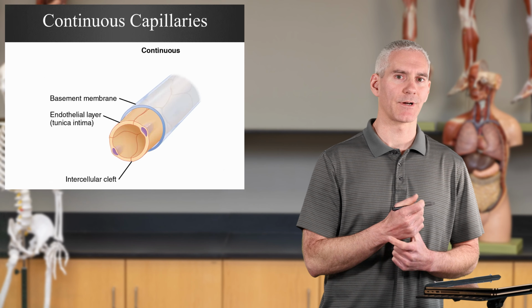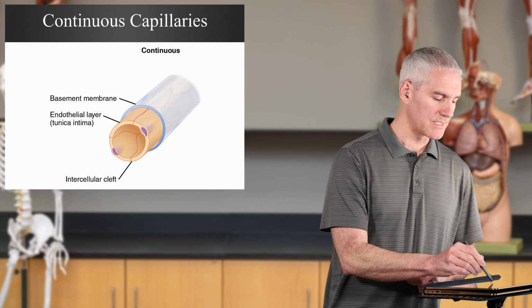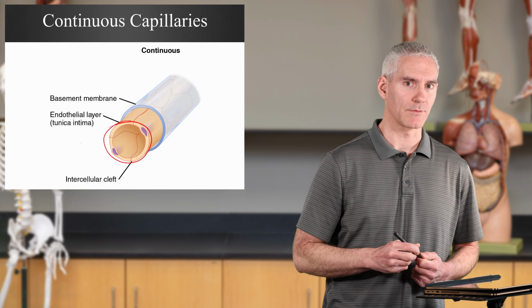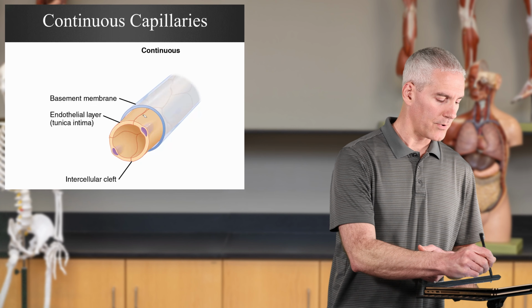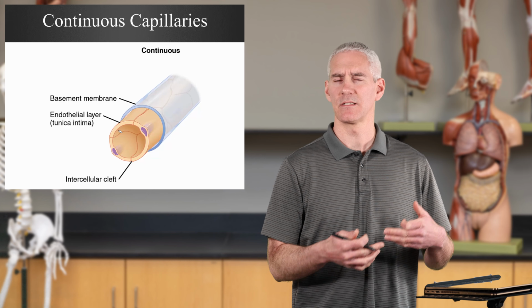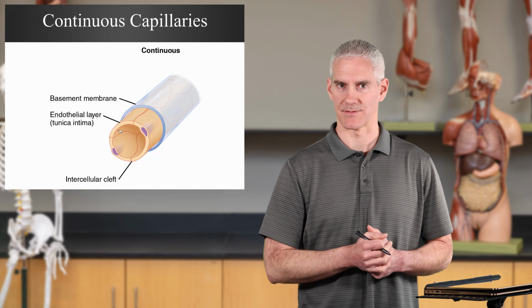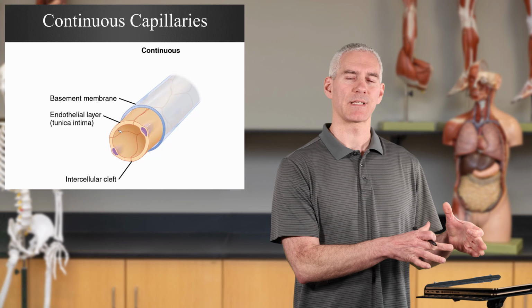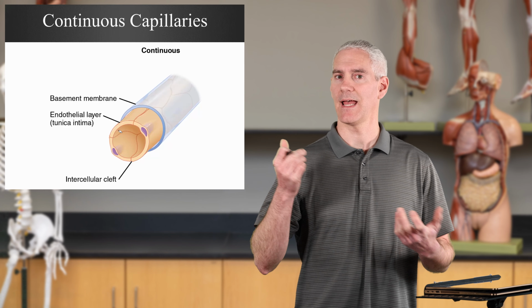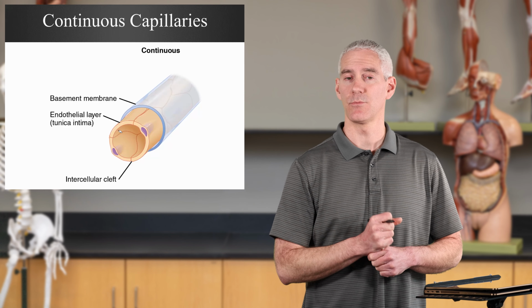So here's what you look at for a continuous capillary. The cells are pretty much solid all the way around. But you'll notice there are these intercellular clefts in between the actual cells. That allows for a little more exchange of the internal material for the external material. So some liquids and some ions are traveling through those clefts. So continuous capillaries, probably the most common, head to foot. But there are two more we have to check out.